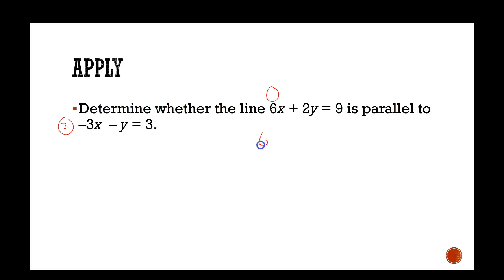So I would take the 6x plus 2y equals 9. Now what I'm going to do is just get y by itself. So I'm going to subtract the 6x.